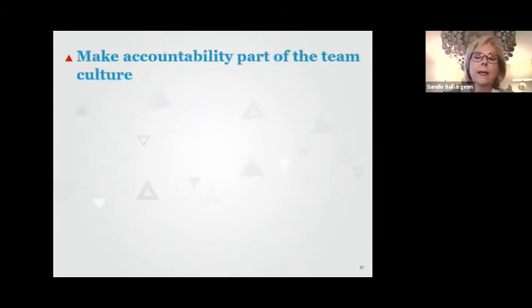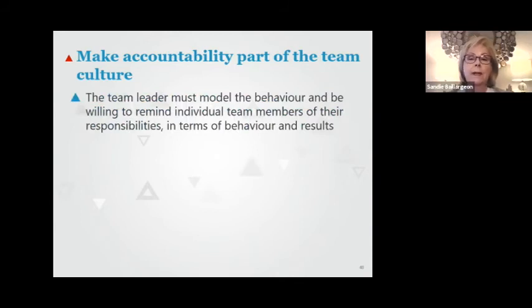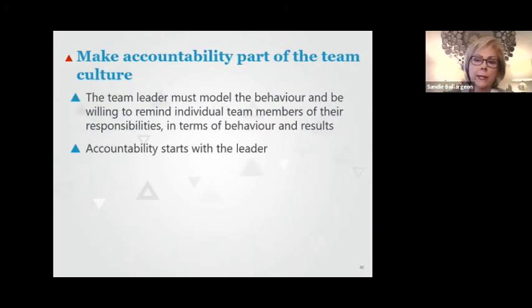So it's important to make accountability part of your team culture. The team leader must model that behavior, of course, and be willing to remind individual team members of their responsibilities in terms of behavior and the results that are expected. And role clarity is very important in what the expectations of the doctor and the team and the team leaders are.